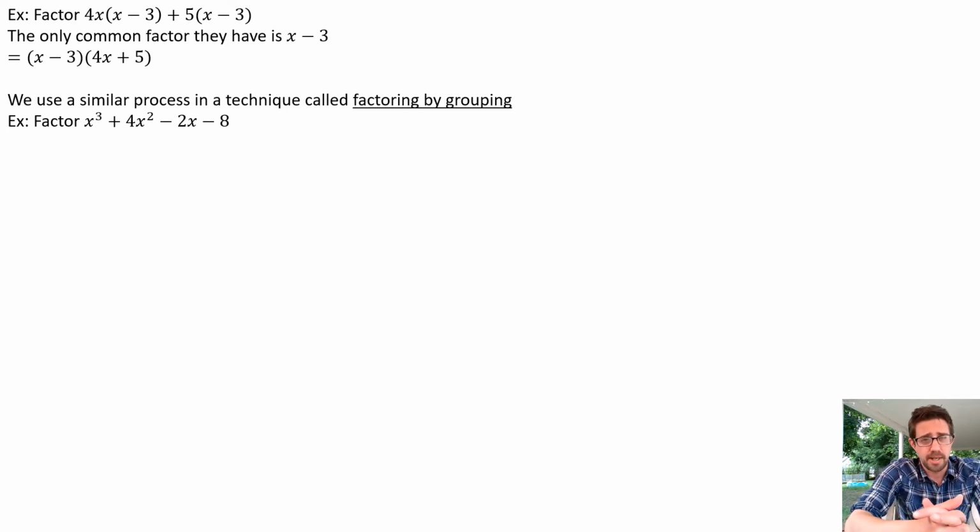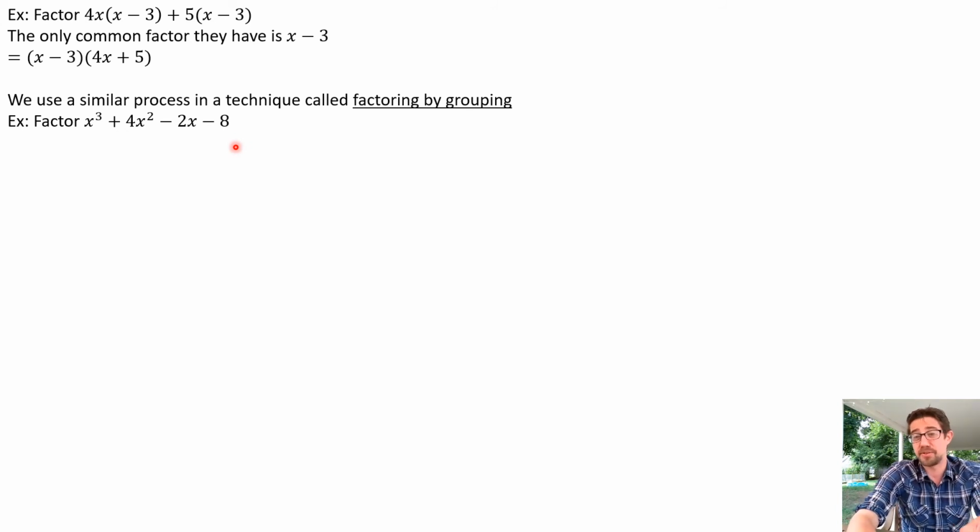So diving right in, I'm going to factor x cubed plus 4x squared minus 2x minus 8. Okay, so you look at all four terms like we've been doing and you say, well, there's no common factor, right? There's no common factor at all. You think, oh, is there a 2? No, because there's no 2 here. You think, oh, is it an x? No, because there's no x here.